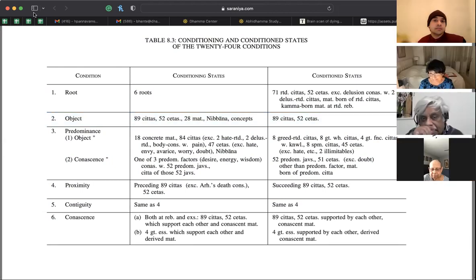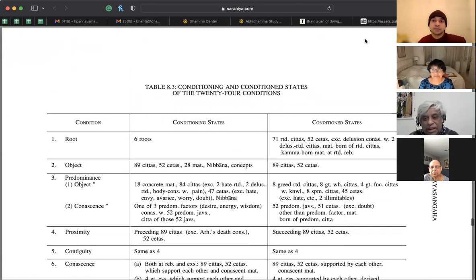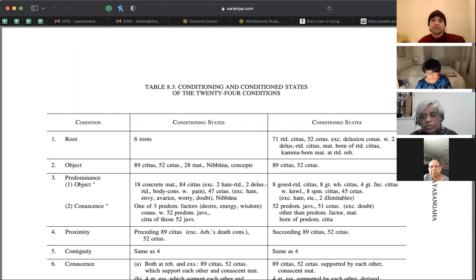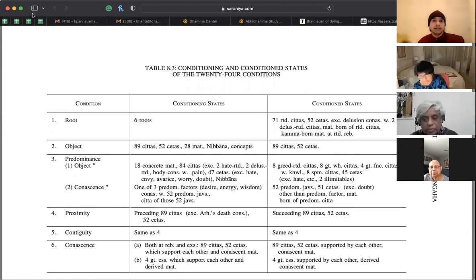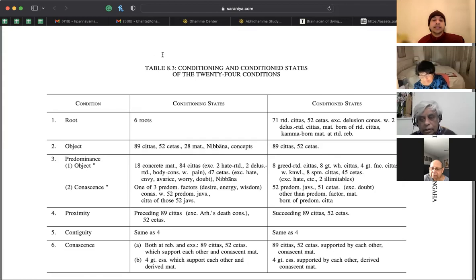That's because... Mala said the answer. Yes. You deduct the ahetuka 18. Exactly. Thank you. Exactly. Right. You deduct the ahetuka 18. Hence, you get 71.